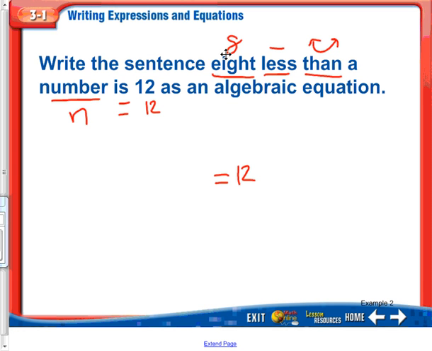My question is, is it 8 minus n, or is it n minus 8? Well, we have an 8, we have subtract, we have a than that tells us to switch it, and then we have an n. So I'm going to put my n first because of that word than telling us to switch the order. So n minus 8 equals 12. Again, the key word here is that word than that tells us to switch the order. So we're going to make 8 the second number.